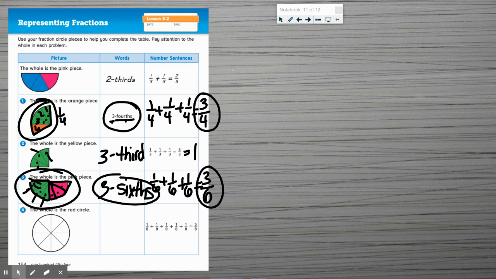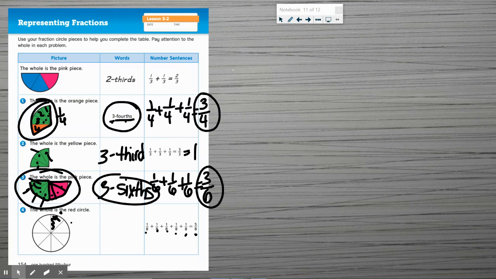Okay, the last one, number 4. The red is the whole thing. This red is the whole thing. And it looks like this one's a little bit messed up. For some reason, I don't have anything colored. So we should have, oh, it's not messed up. We have to color it. So I have 1/8 plus 1/8 plus 1/8 plus 1/8 plus 1/8 equals 5/8.